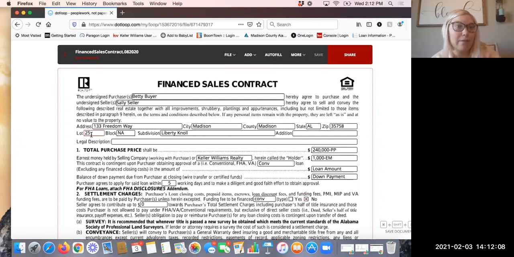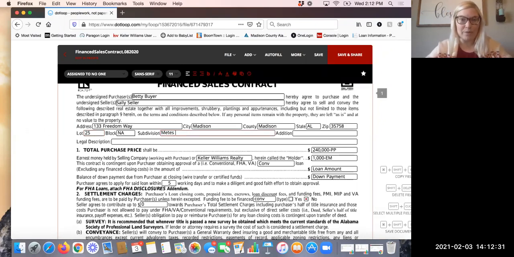We also have a lot and block subdivision. So if it has a lot and a block, it doesn't always have a block. Block is usually like 1, 2, 3. You're not going to get high numbers in a block. Then you're going to have a subdivision. If it is not in a subdivision, then it is considered meets and bounds. So right here where it says Liberty Knoll, we would just put meets and bounds. And we would put NA in this block as well. It's either in a subdivision with lot and block or it's meets and bounds. That's the only two things that you're going to have right there.